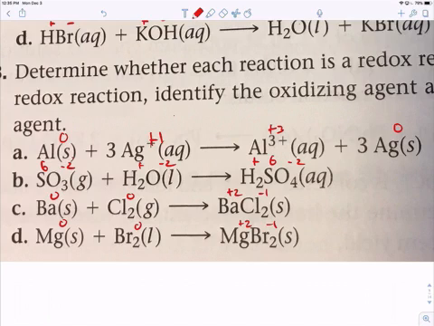Then here, barium and chlorine. Starting with barium, this is 2 electrons. So barium is being oxidized. This barium is the reducing agent. Chlorine is being reduced, it's causing barium to be oxidized. Barium is oxidized, it's causing chlorine to be reduced.